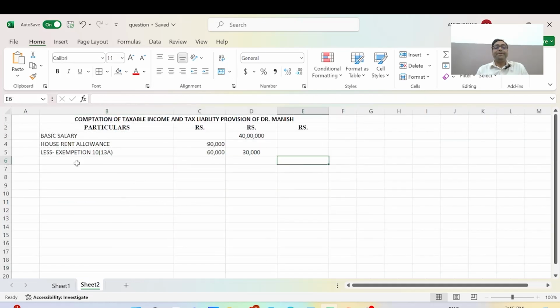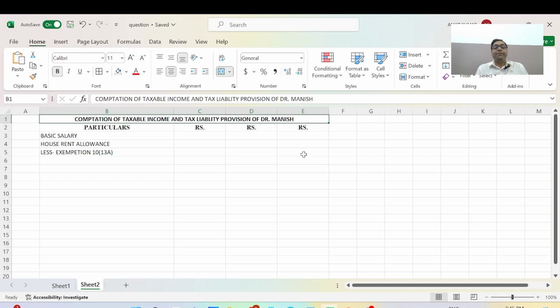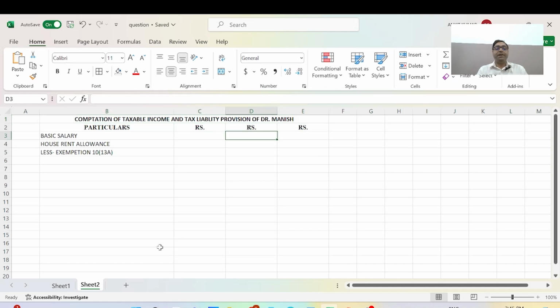Now I will write the question here, since some information we have already written, and start the computation of taxable income and tax liability under the normal provision of Dr. Manish for the year 2022-23. In this question, the basic salary of Dr. Manish is 40 lakh rupees.